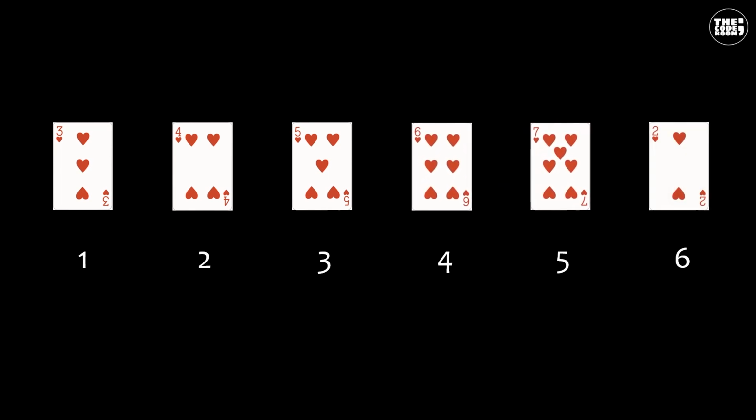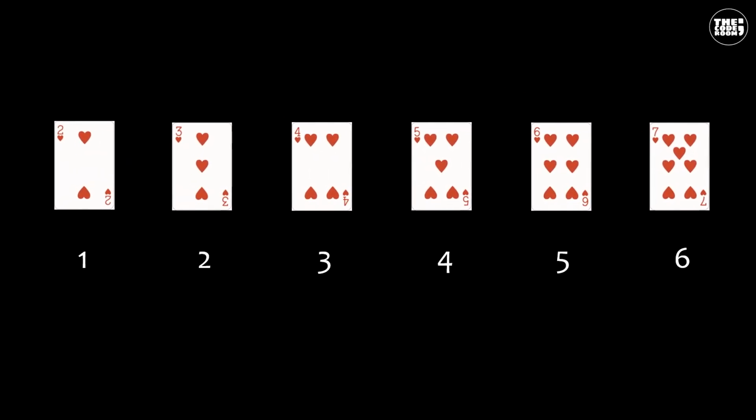Our 6th card is 2. On comparing it with cards on its left, 7 is greater than 2, so we move to the next card, 6 is also greater than 2. Similarly, 5, 4 and 3 all are greater than 2, so we insert 2 before 3. Hence, our sequence is sorted. This was an example of insertion sort.